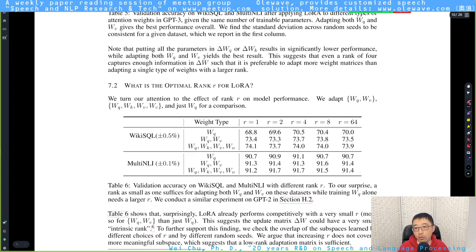Or they also play around with the optimal rank for LoRA. If you look at those results, what's the highest value here? Yeah, from what I see is that you should always do this, right? For all four matrices. And then you can see that probably you can just do R equal to 4, right?